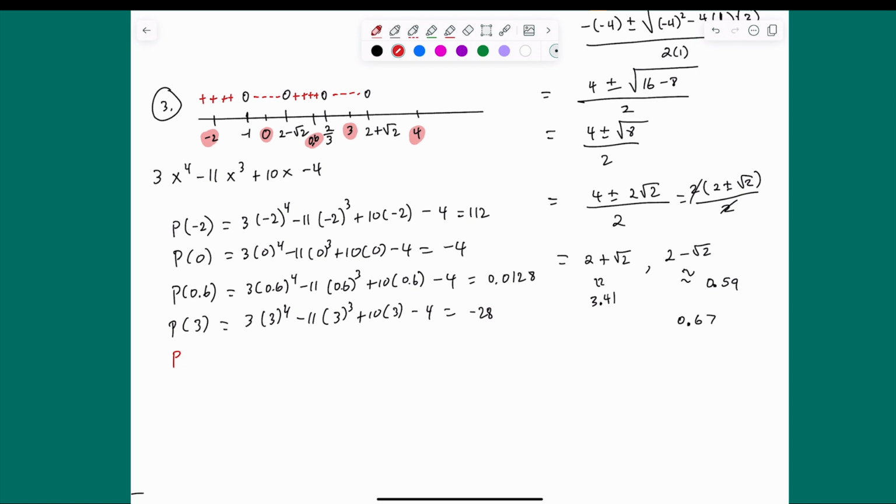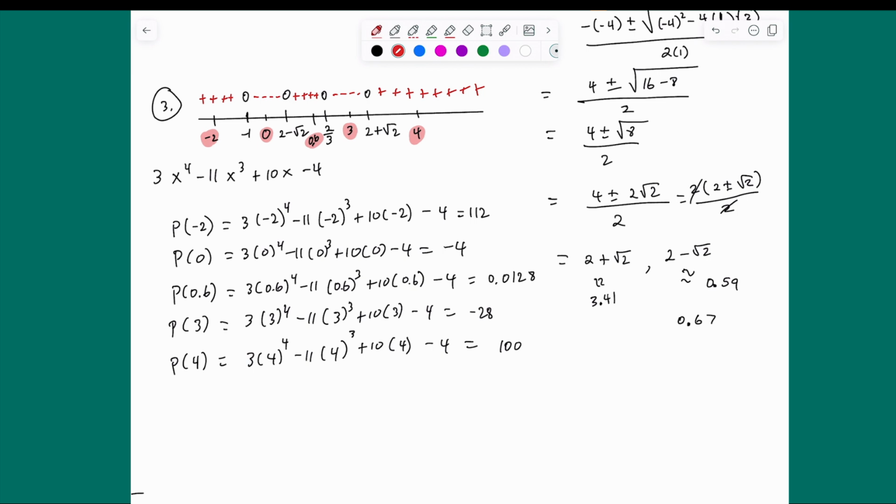So we're going to plug in 4. It's 3 times 4 to the 4th minus 11 times 4 to the 3rd power plus 10 times 4 minus 4. And let's see what that equals. Doing the calculation, we get about 100. So it's clear that it's positive on the interval from 2 plus root 2 to positive infinity.